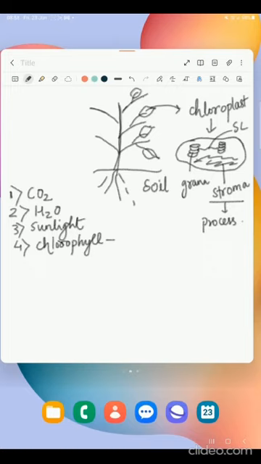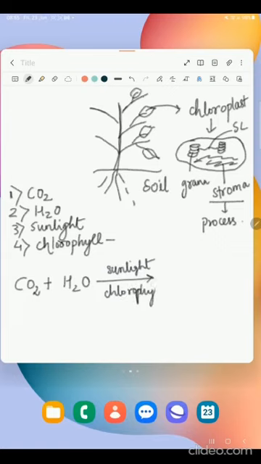So out here what happens is the chlorophyll in the leaves trap the light energy from the sun, and carbon dioxide and water is used to prepare food in the form of sugar, and along with it oxygen and water is released. So we can also balance this out here.